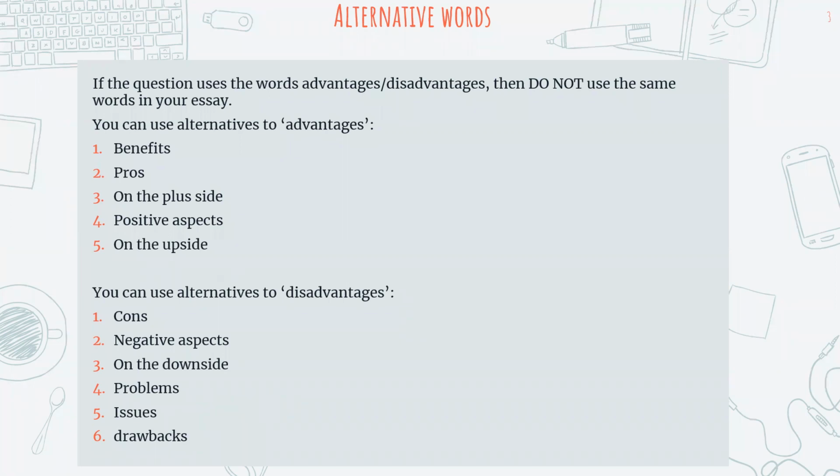Okay, and if the question uses the word disadvantages, in your own essay, in writing, you can use cons, negative aspects, on the downside, problems, issues, drawbacks, and so on. And if you use one of them, you can say in one sentence negative aspects, then in the following one, on the downside or the problems or the issues. So try to use different expressions. Don't use the same expressions as in the question. Okay, you have to use paraphrasing.